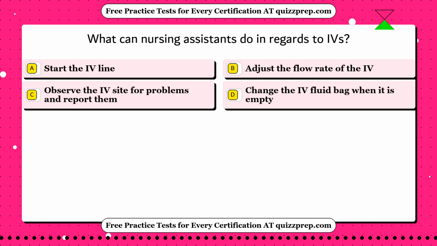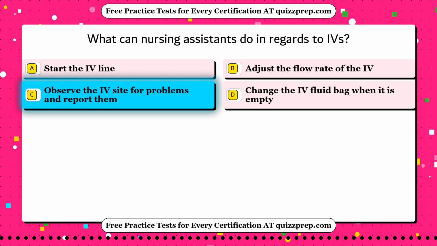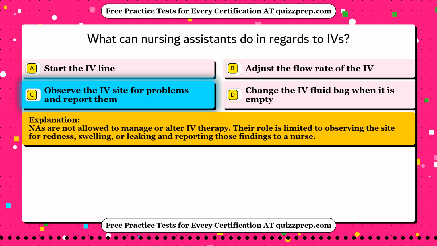Question 95. What can nursing assistants do in regards to IVs? Option A, start the IV line. Option B, adjust the flow rate of the IV. Option C, observe the IV site for problems and report them. Option D, change the fluid bag when it is empty. The correct answer is option C, observe the IV site for problems and report them. NAs are not allowed to manage or alter IV therapy. Their role is limited to observing the site for redness, swelling, or leaking and reporting those findings to a nurse.